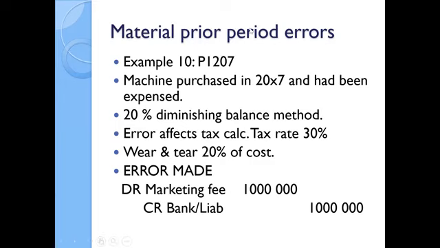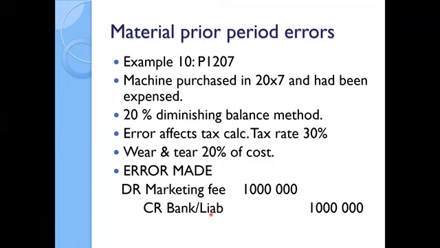If you look at the bottom of my slide, we've got the journal entry for the error that's been made. We've debited a marketing fee, which is an expense that appears on our statement of comprehensive income. And we've paid for that either via bank or liability for 1 million rand. So that is the error that has occurred.